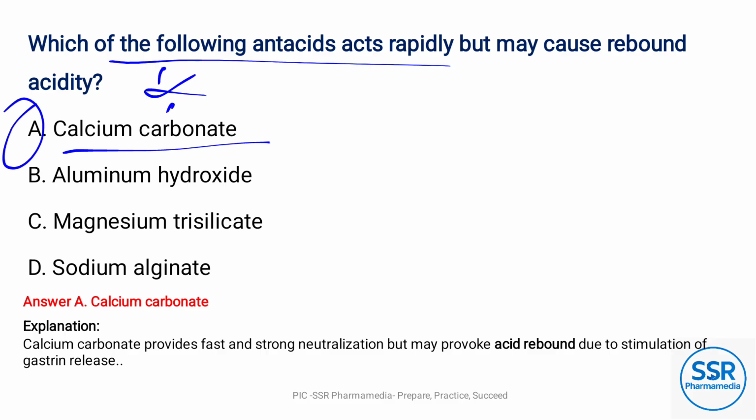Calcium carbonate provides fast and strong neutralization but may provoke acid rebound due to stimulation of gastric acid release. In B.Pharm, diploma and Pharm.D exams, they ask this in 2 mark questions: what is a rebound antacid, give examples. These questions are asked repeatedly. A rebound antacid is one that, due to stimulation of gastric acid release, produces rebound acidity. For example, calcium carbonate acts as a rebound-producing antacid.